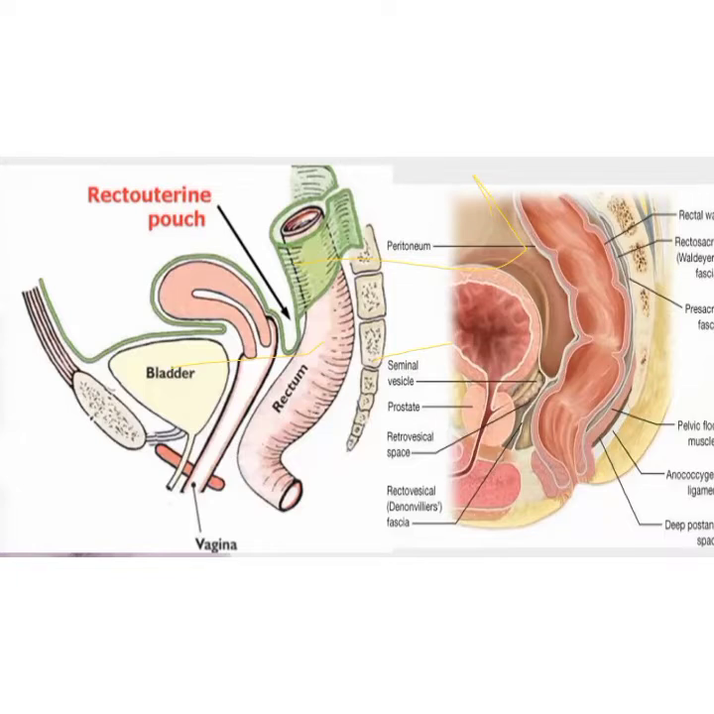In males, it is completely covered by peritoneum, and if you look at what is present there, coils of small intestine and sigmoid colon are all present.